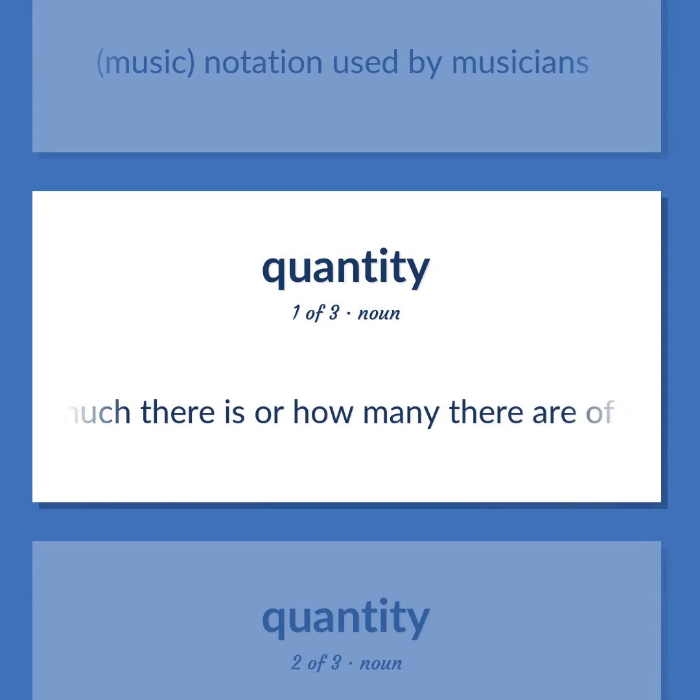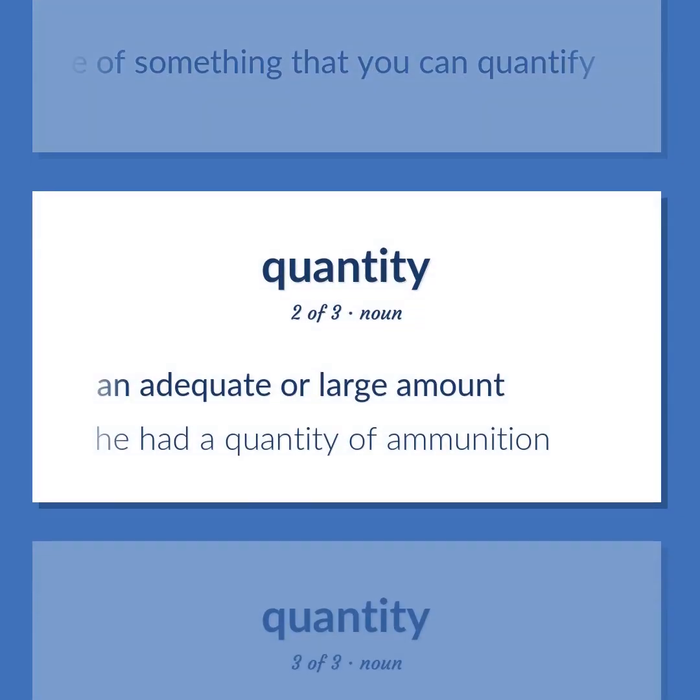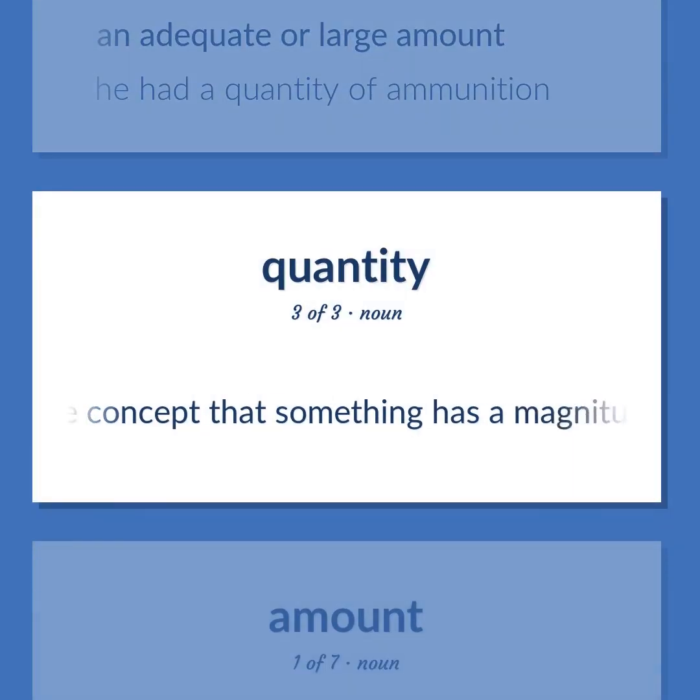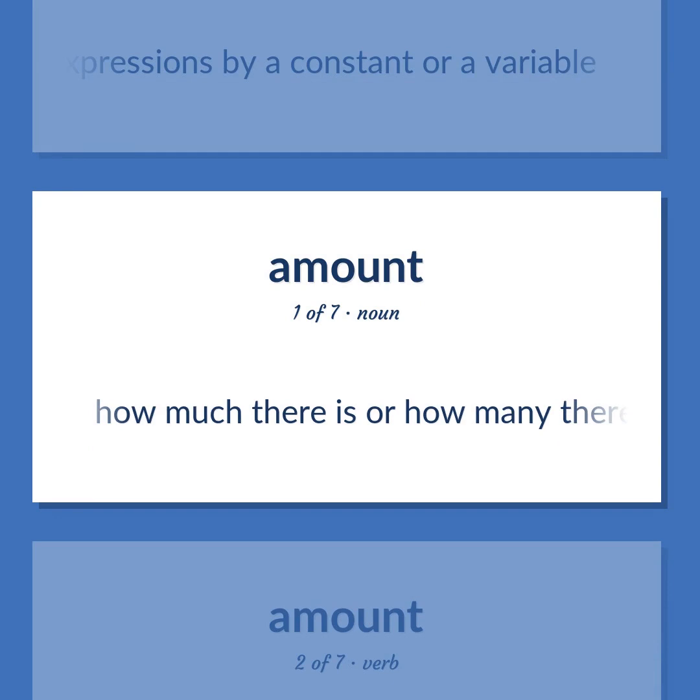How much there is or how many there are of something that you can quantify. An adequate or large amount. He had a quantity of ammunition. The concept that something has a magnitude and can be represented in mathematical expressions by a constant or a variable. How much there is or how many there are of something that you can quantify.